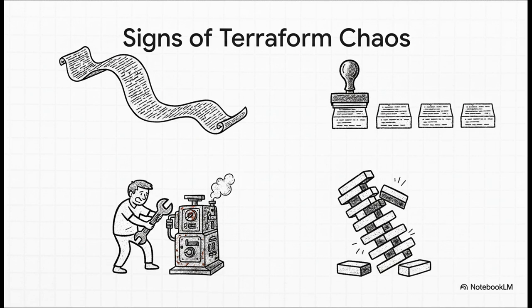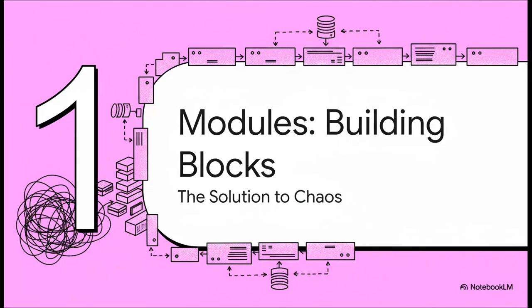You end up with these giant monolithic .tf files that are just a nightmare to scroll through. You're constantly copying and pasting the exact same code blocks for your dev, staging, and prod environments. Every little maintenance task becomes a total slog, and making a simple change feels like you're defusing a bomb. You have no idea what side effects it's going to have. But hey, don't worry, there's a really elegant way out of this mess.